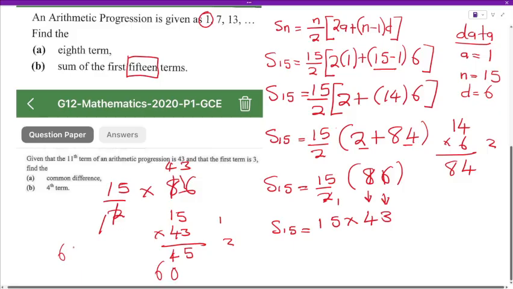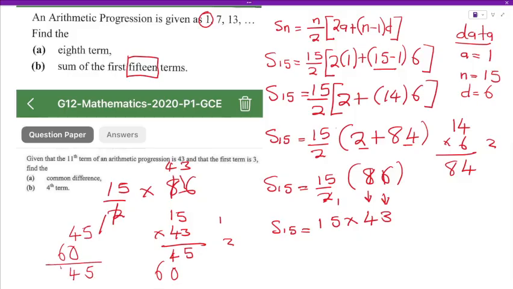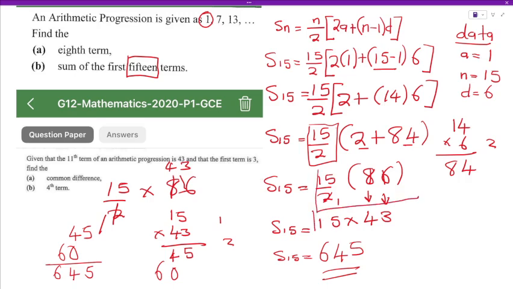Okay, let me just put it here. This is what we have there. So the sum of the first 15 terms will therefore be equal to 645. Now I know there's someone who wrote this paper who left this question simply because they couldn't simplify here. They were not patient enough to reach this stage where they could easily simplify.